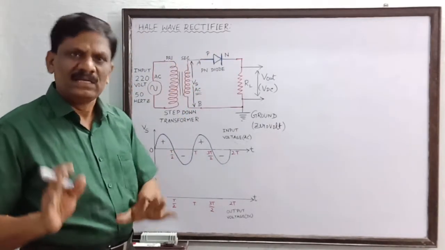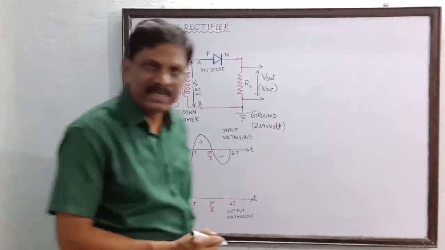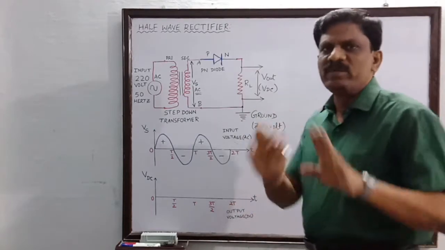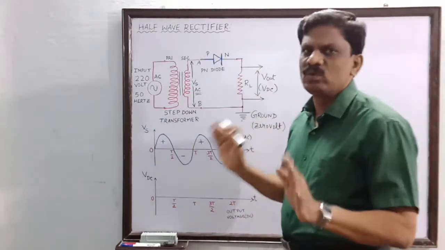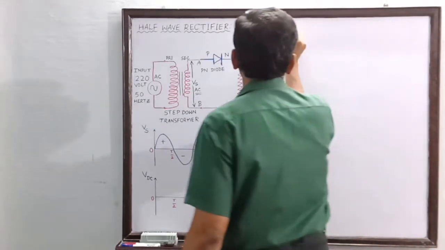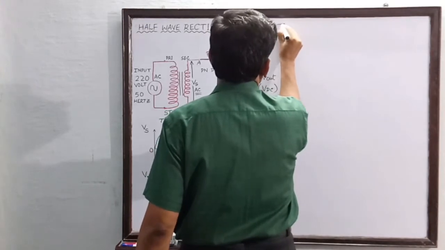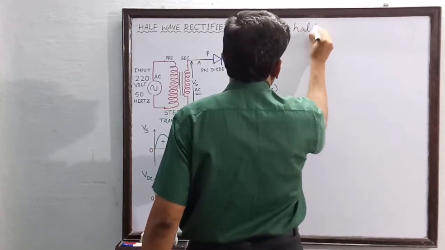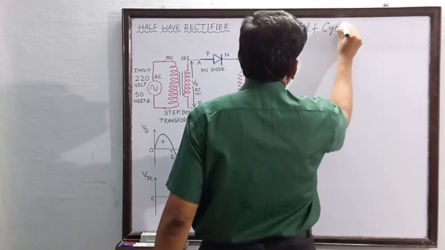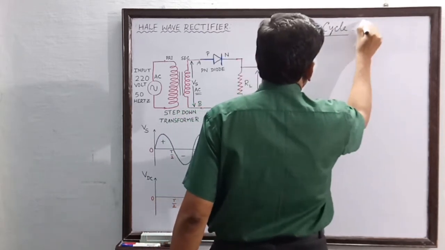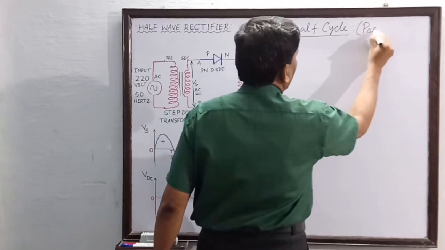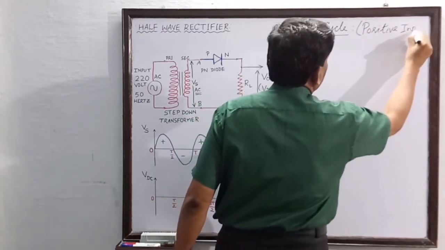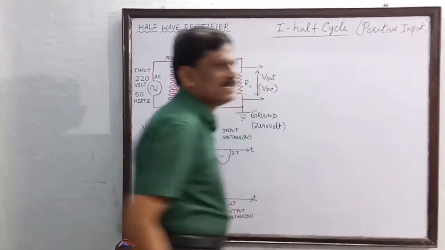Okay, students. Now let us explain the working of the rectifier. For the working of the rectifier, you divide into two columns or two separate headings. Okay. So during the first half, okay, students, this is the first half cycle. During the first half cycle means what? During the positive half cycle. So input is positive. Okay, when the input is positive.